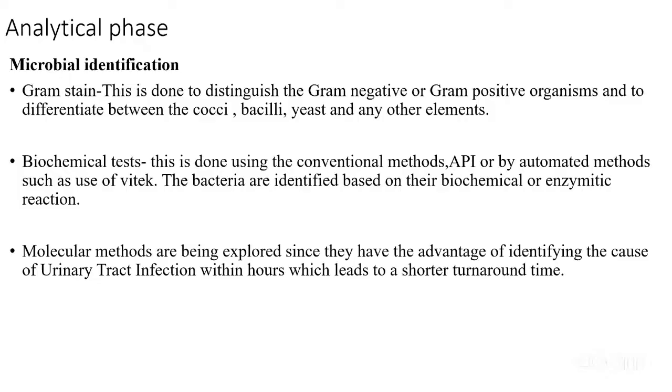For microbial identification, once you have a pure plate, the one that you're going to proceed with for the identification and ASTs, the first thing you do is a gram stain. You want to check the gram characteristics of your organism. Are they gram positive? Are they gram negative? Are they cocci? Are they bacilli? Are they yeasts? Or any other element that you'll see. So gram stain is very important for any processing of the sample.